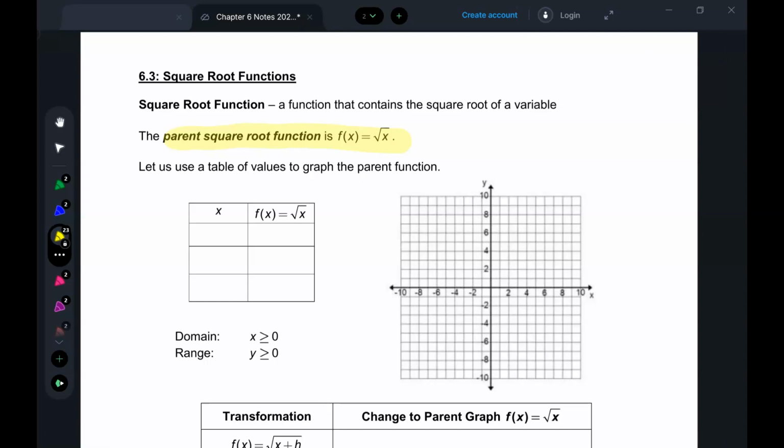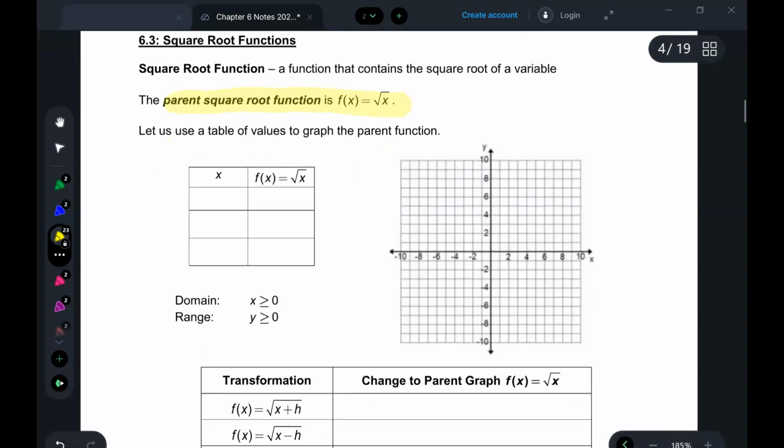Okay, we are going to look at graphing square root functions, and we're going to have it closely related to transformations, like the ones we did with parabolas, right? Moving it left, right, up, down, flipping it upside down. So let's start with making a table of values.